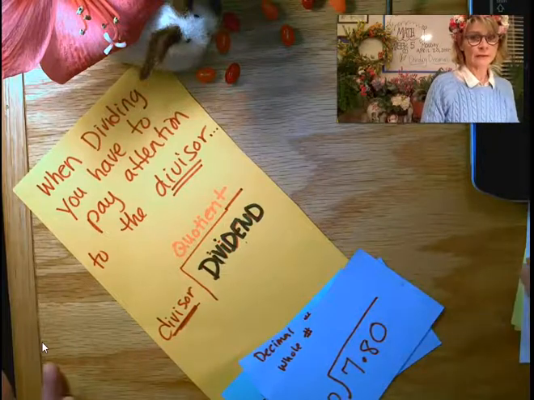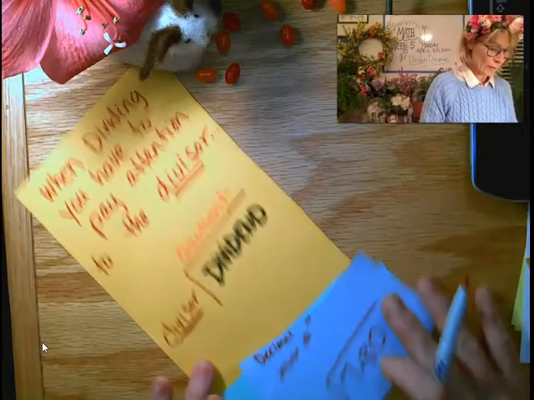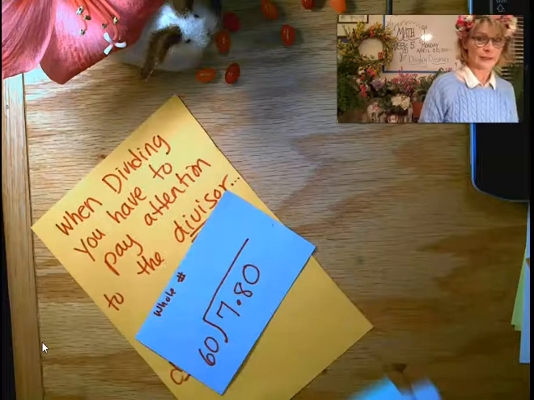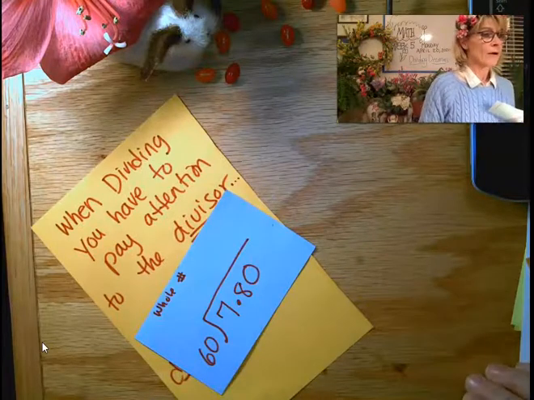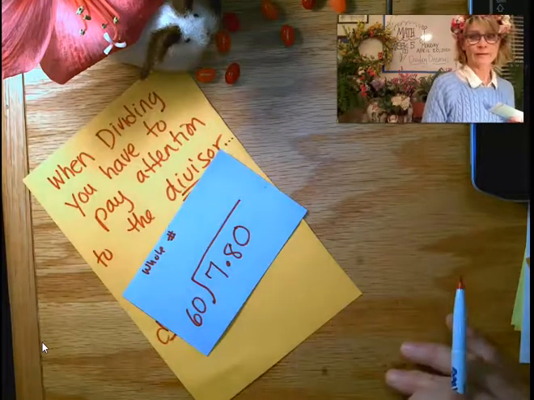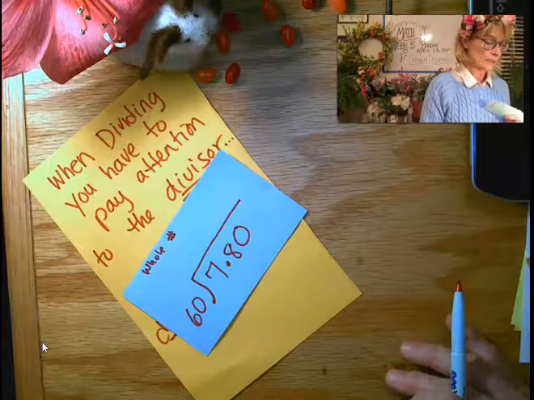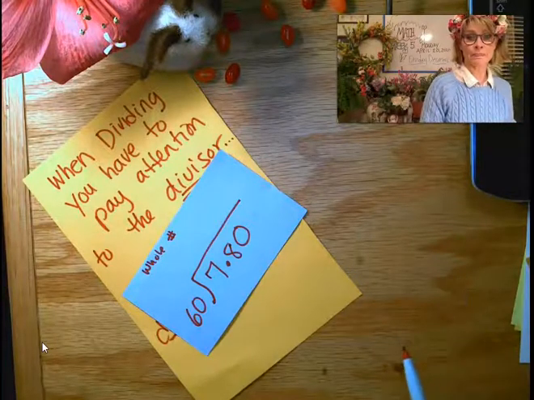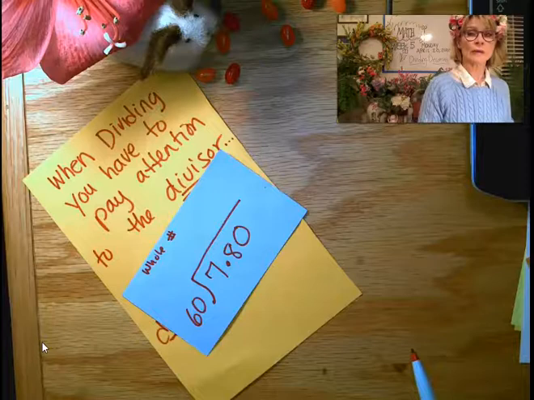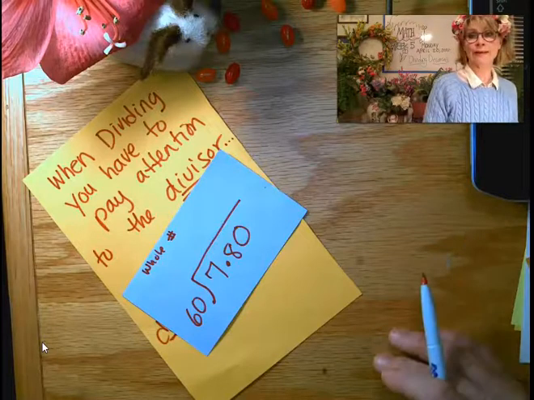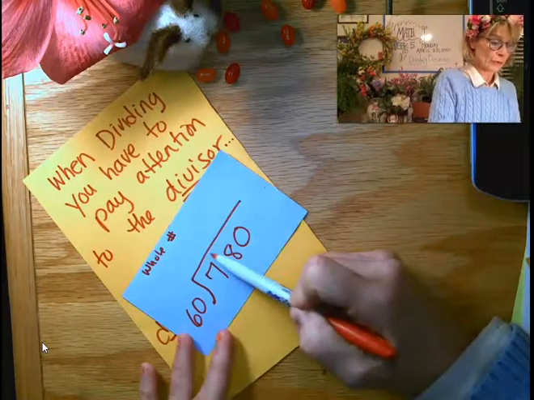Alright, so the different divisors that we might have, we might be dividing a decimal number by a whole number. So here we have 7 80/100 divided by 60. And so we know this will be a situation where you're just going to line up the decimal into the quotient.